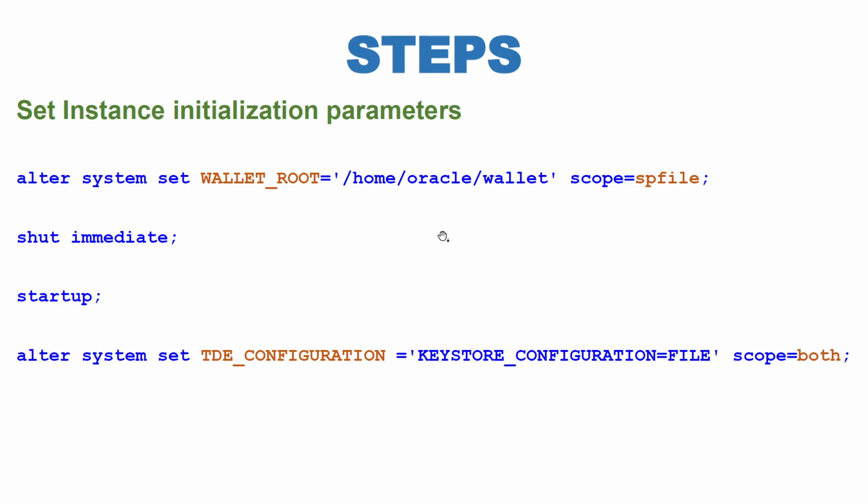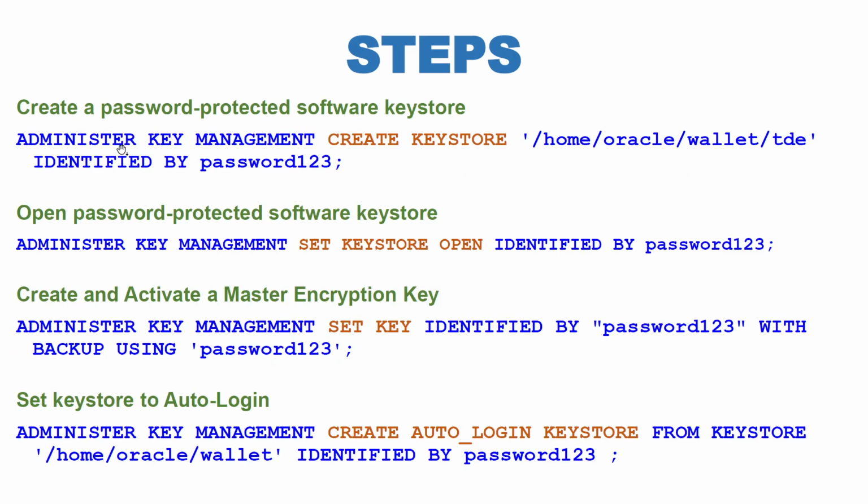Once we have set these initialization parameters, using ADMINISTER KEY MANAGEMENT, we'll create the keystore. We will open the keystore. We will set the master encryption key, and we'll create the auto login keystore. So these are the four things: create keystore, open keystore, set the key, create auto login keystore.